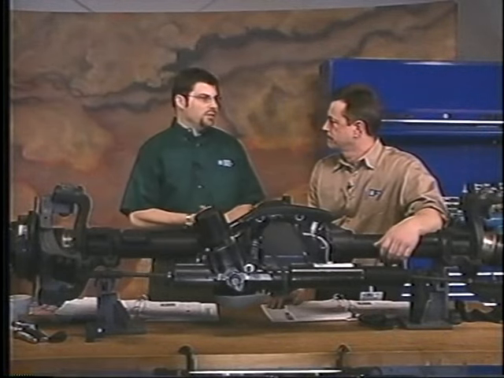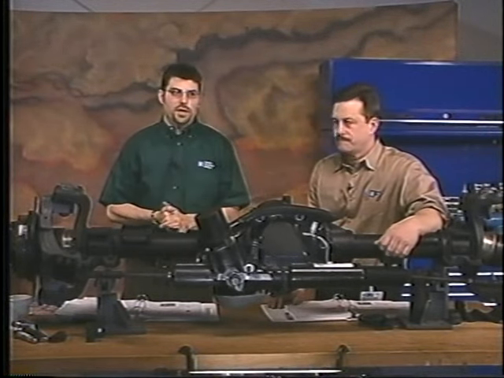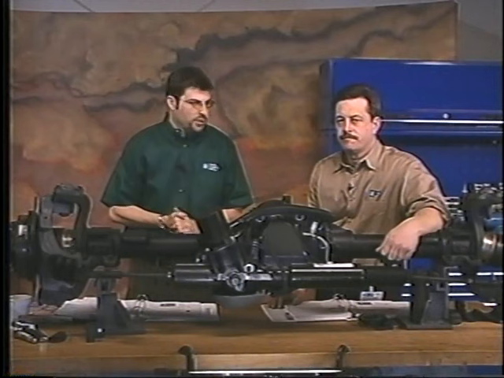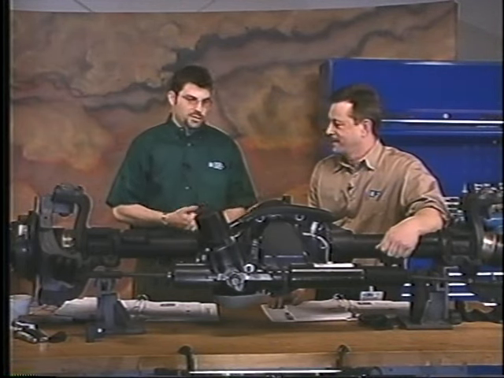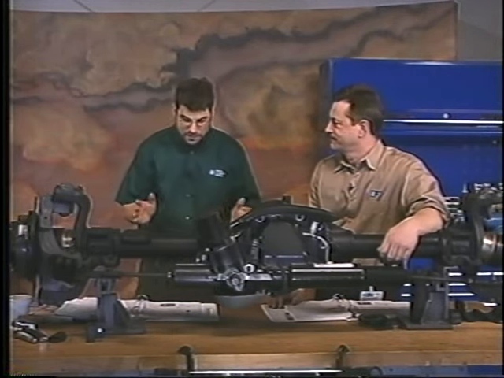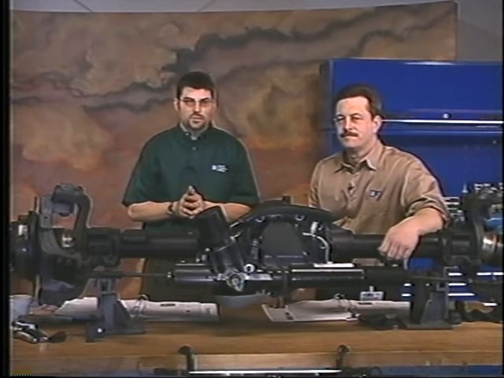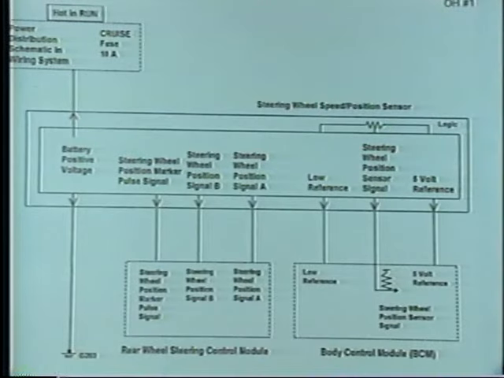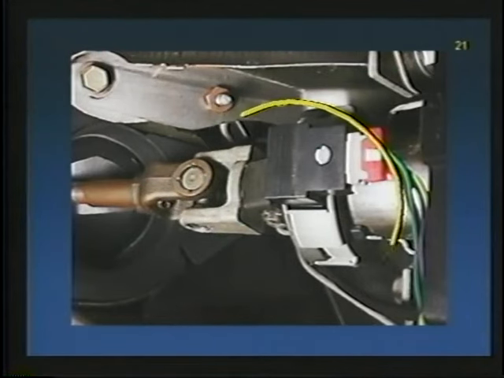All right, Mike, let's get into a more detailed description of each of the components, okay? Let's first start with our steering wheel position sensor. Hey, let's do this. Let's take a look at where we're going to find it on the vehicle. There it is on the schematic, and there it is on the vehicle.